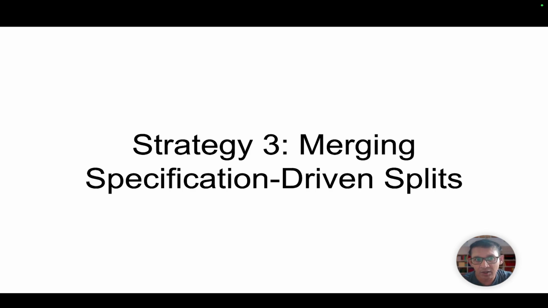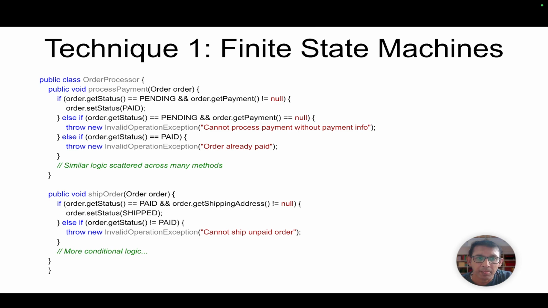Instead of scattering state logic throughout different methods, you make the states explicit and let each state handle its own transition. Let me show you how this works with an order processing system. Here's what the scattered approach looks like.